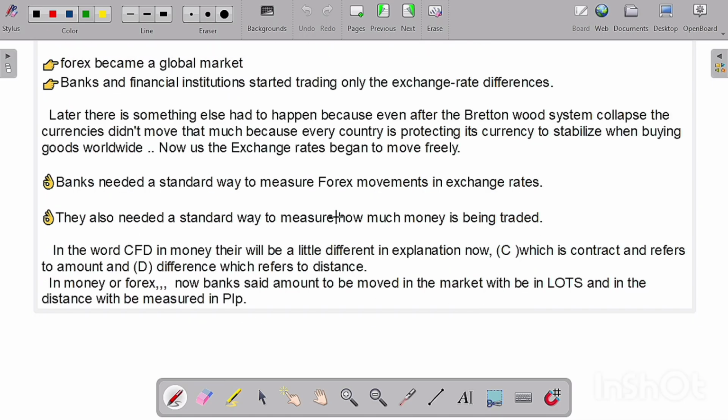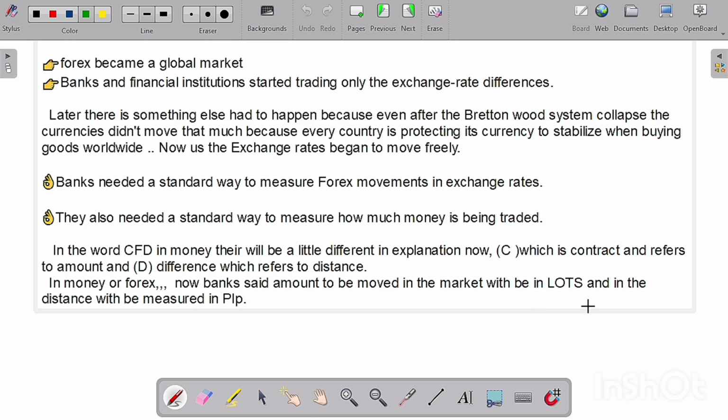So C would stand for contract, which refers to amount, and D for difference, which refers to distance. So you can now see it is contract for difference, but now C, which is contract, refers to amount, and the D, which is difference, refers to distance. So in money or forex, now banks said the amount to be moved in the market will be in lots.